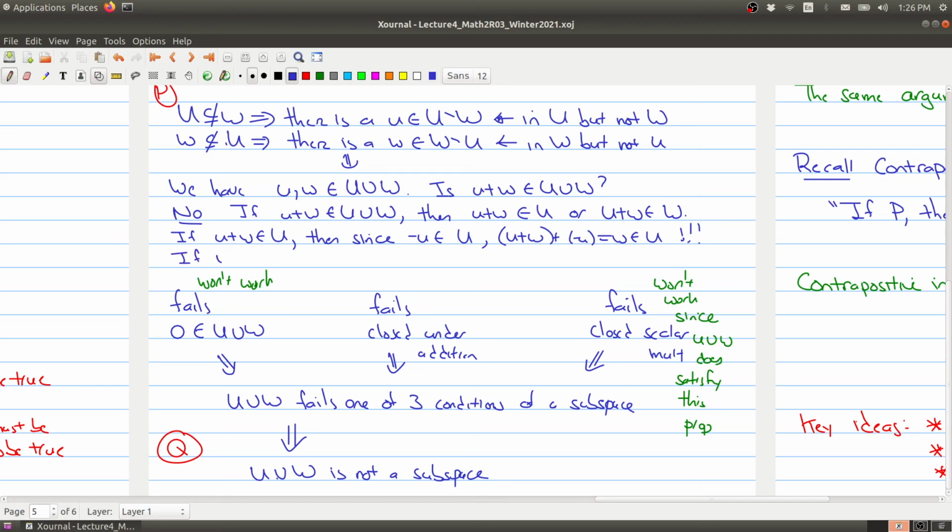And finally, if U plus W was in W, then since minus W is in W, U plus W plus minus W, which is equal to U, is inside of W. Again, it's a problem. So we have that it fails closure under addition.